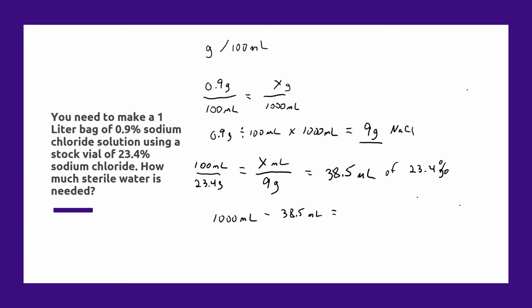And that is going to leave us with an answer of 961.5 milliliters. Now the answers may be rounded to the nearest milliliter, in which case the answer may be 962, but that should be obvious to you as you're picking your multiple choice answer. So the answer to this question is you would need 961.5 milliliters of sterile water to make this solution if you're using a 23.4% sodium chloride vial for your sodium source.